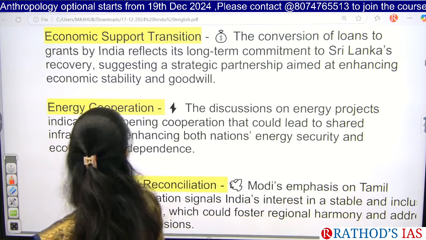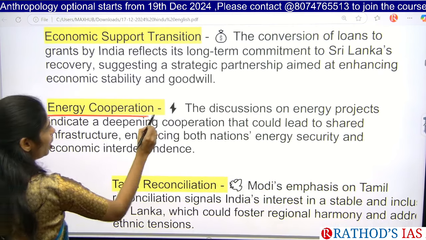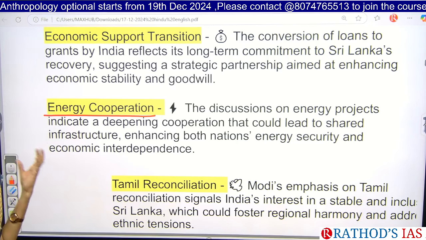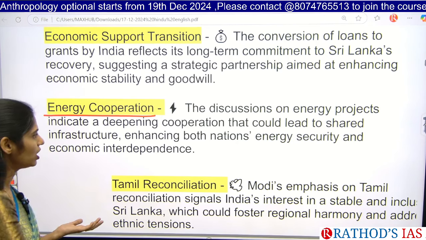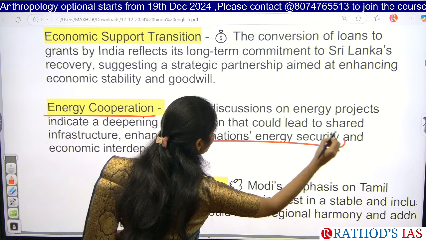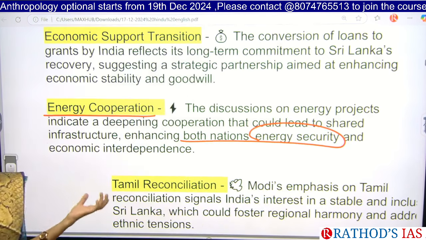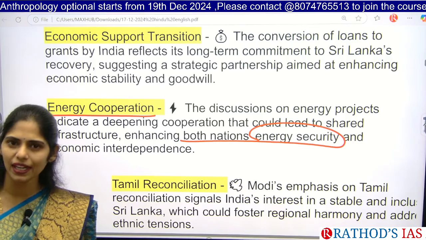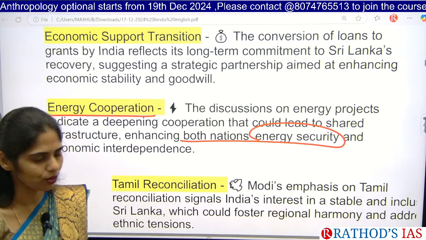And next one here is we are also focusing on energy cooperation. That means we are focusing on improving infrastructure so that we can enhance energy security of both the countries, and even the economic interdependence of these two countries will be improved.